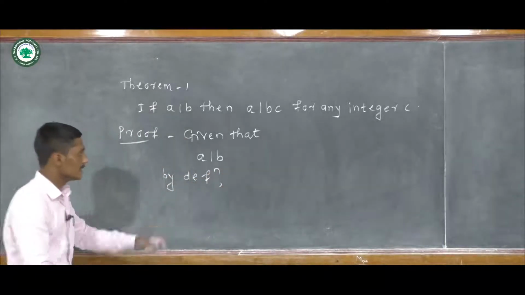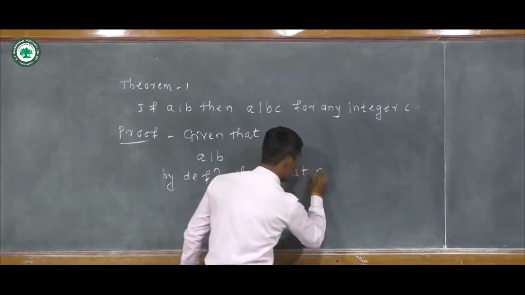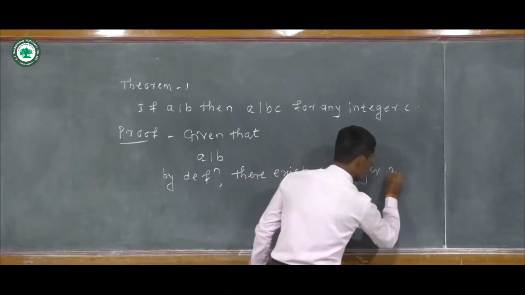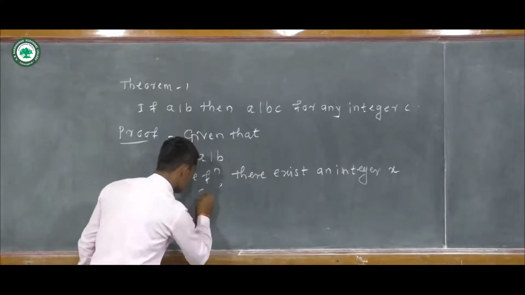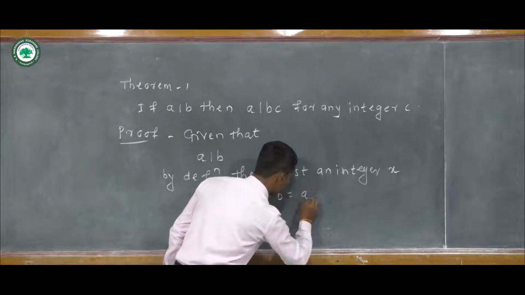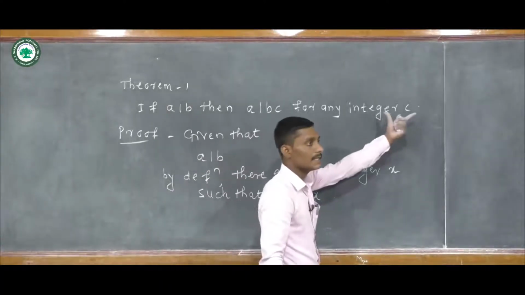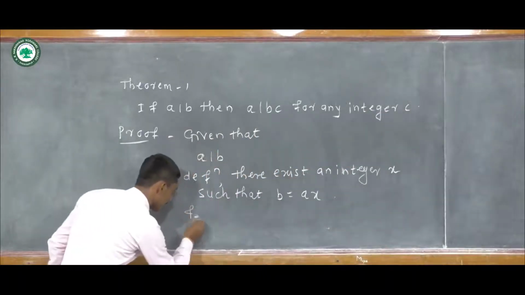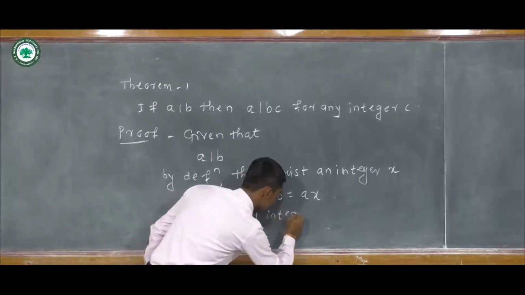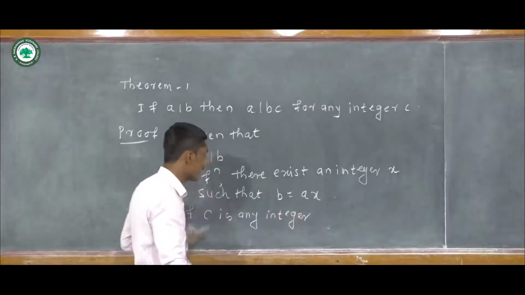of divisibility, there exists an integer, say small x, such that b is equal to a into x, and given that c is any arbitrary integer. So multiply both sides of b is equal to ax by c.